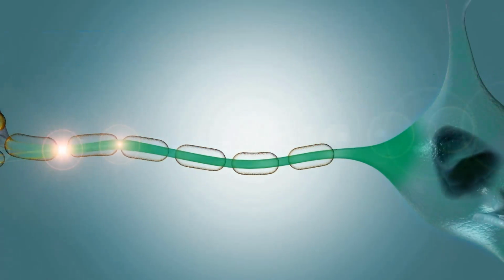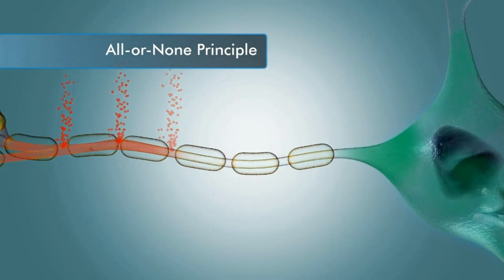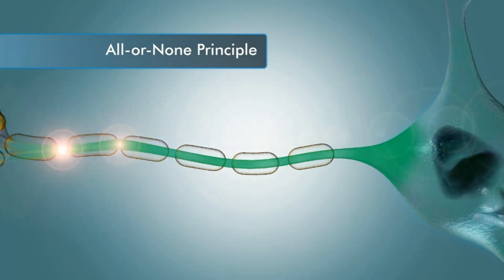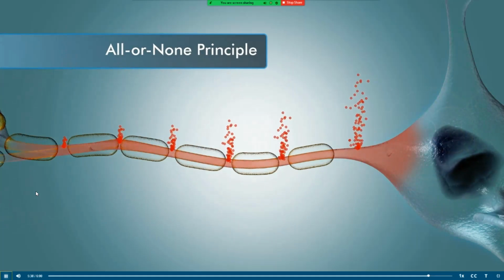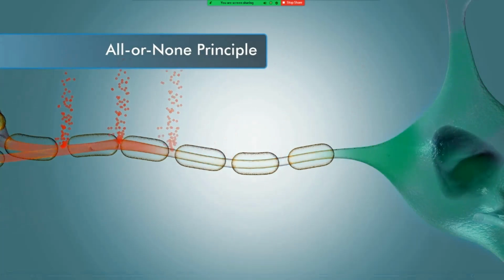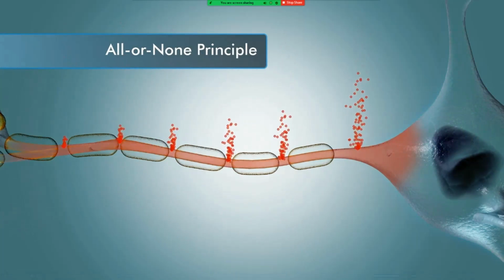Once the action potential begins, all of the output zone will depolarize and repolarize. This is known as the all or none principle. In other words, the action potential does not diminish as it travels across the membrane, unlike the graded potential. So either all of the membrane depolarizes and repolarizes, or none of it will.